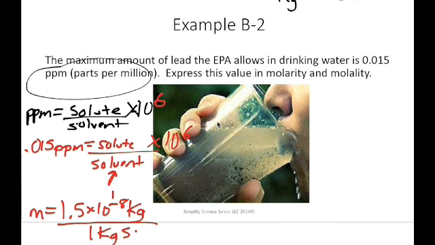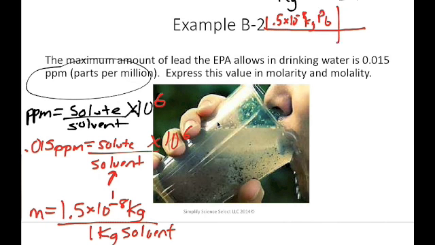So this right here represents the molality. Well, it's almost the molality. We're in kilograms right now. So what I need to do is convert kilograms of lead into moles of lead. We can start that up here. We can say I've got 1.5 times 10 to the negative eighth kilograms of lead, and we draw our lines.